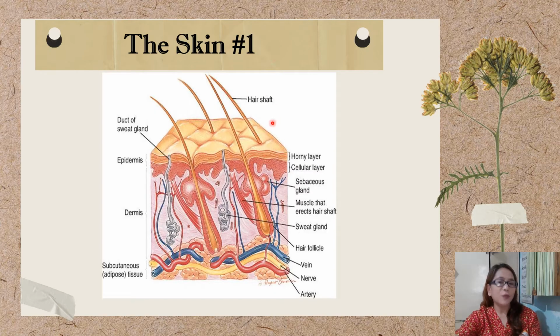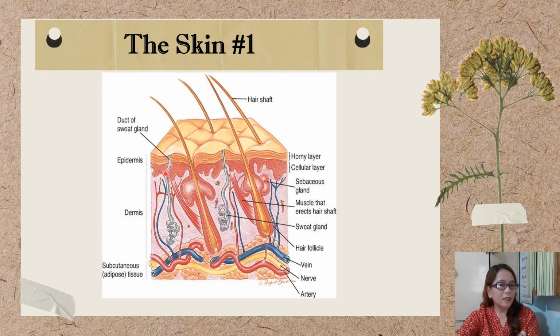Okay, continuing with the anatomy and physiology of the skin. So the skin has 3 layers. You have the epidermis, which is the outermost superficial layer. Okay, and it is divided into 2 layers: the horny layer, which is the outermost layer of the epidermis, and the innermost layer of the epidermis, the cellular layer. This is where the keratin and melanin are formed.